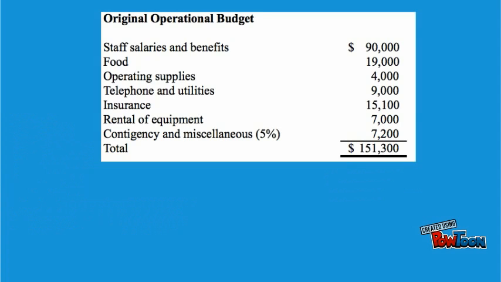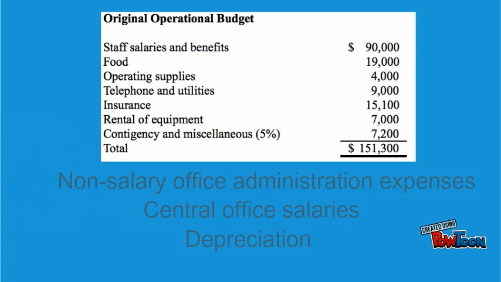We are provided with an original operating budget for the 8 weeks of camp. However, Ms. Harris questions the absence of some important financial information. This includes non-salary central office administration expenses, central office salaries, and depreciation of the campground and its buildings.